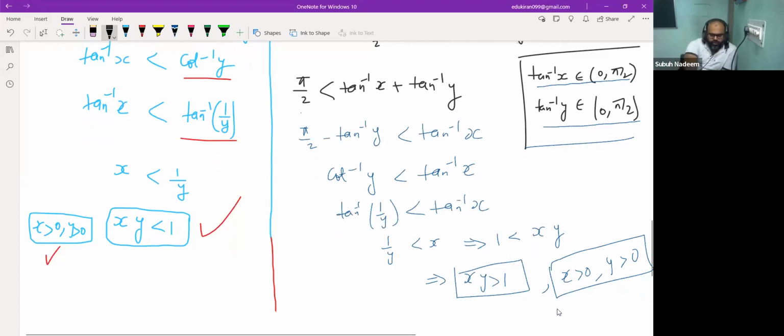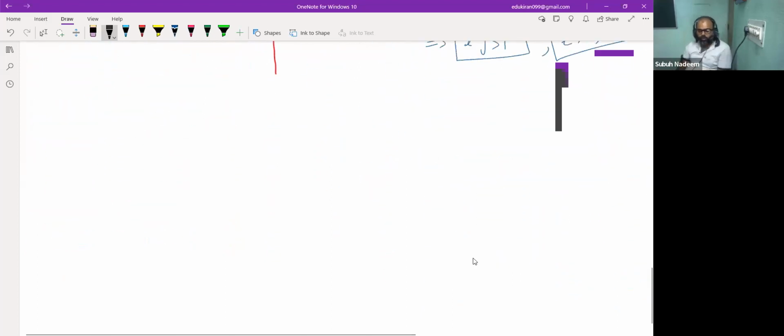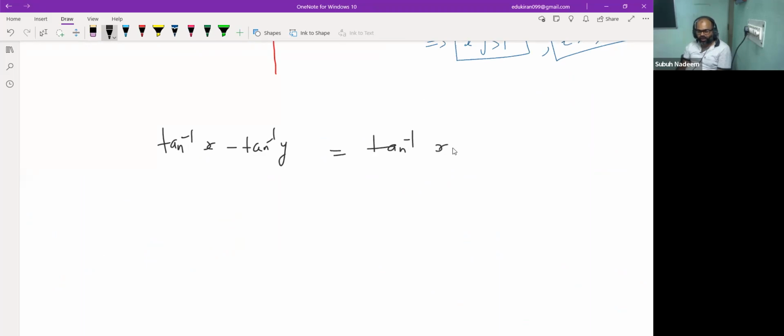So I hope you have written this. Now we have a formula that tan inverse of x minus tan inverse of y is equal to tan inverse of (x minus y) by (1 plus xy). Here just remember one condition for this: xy greater than minus 1. There are other conditions also, but generally they are not needed. Mostly till now it has not been needed. So you just remember this. This is for tan inverse x minus tan inverse y.